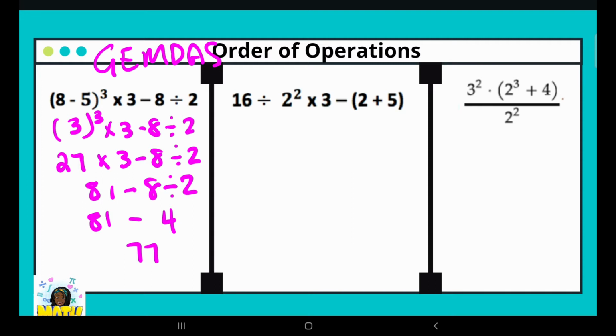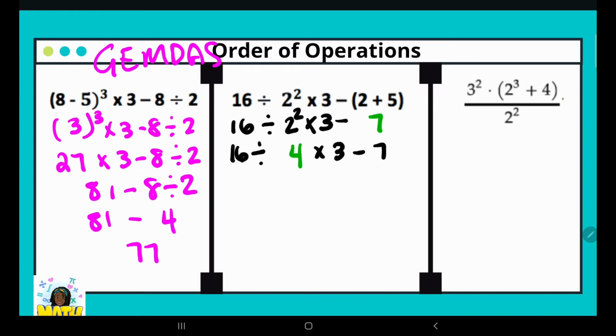So still following our GEMDAS, we want to start off with our grouping symbol, which is 2 plus 5 is 7. And I'm going to rewrite the rest of it. So I'm going to change up my colors here just so we can see where I'm working on in each step. So we completed our grouping symbol. Now let's take a look. What's next? Exponents. So I have an exponent here. 2 to the second power is 4. And I'm going to bring everything else down.